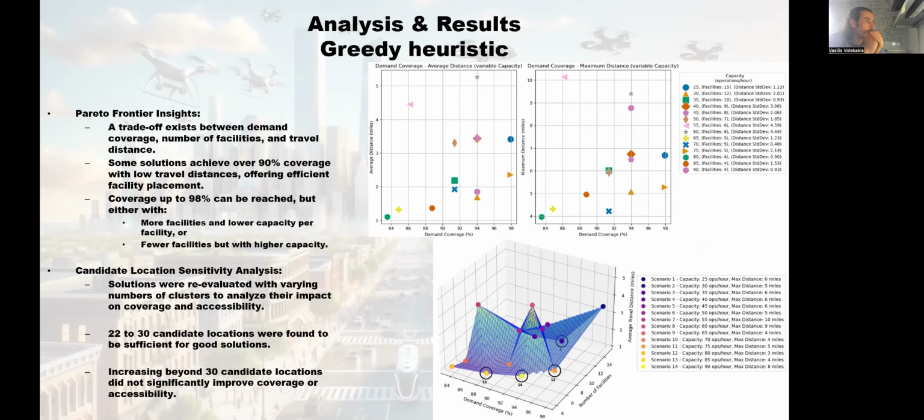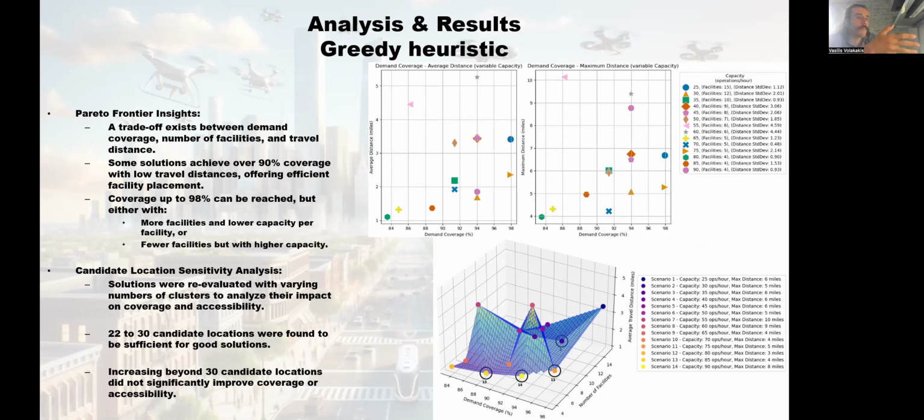So anyway, in terms of the candidate locations, we ran a sensitivity analysis to see if the number of candidate locations has an impact on the solution. Having from 22 to 30 candidate locations was found to be sufficient for good solutions. And going beyond 30 candidate locations did not significantly improve coverage or accessibility.